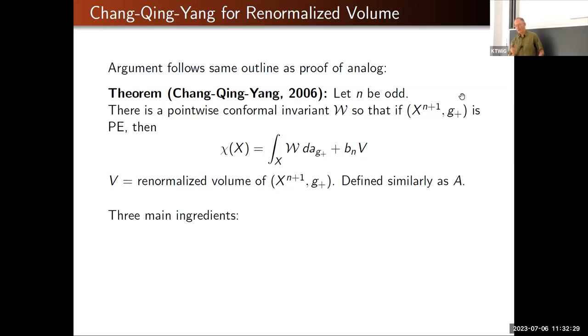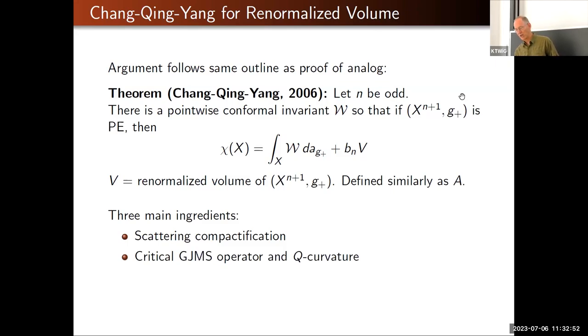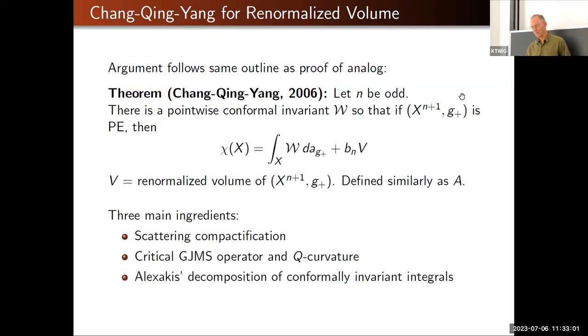Okay, so there are three ingredients in the proof. The Chang-Qing-Yang proof is very clever, and I want to explain it, and then we're going to basically try to make it work in the submanifold case. The first one is what I'm going to call the scattering compactification, a particular compactification of a Poincaré-Einstein metric. Then there's the critical GJMS operator and Q-curvature, which come in the conformal geometry part of constructing this invariant. And then there's Alexakis's decomposition of conformally invariant integrals. Those are the three ingredients, and I'll explain each one in order. Okay, so let's start with the scattering compactification.